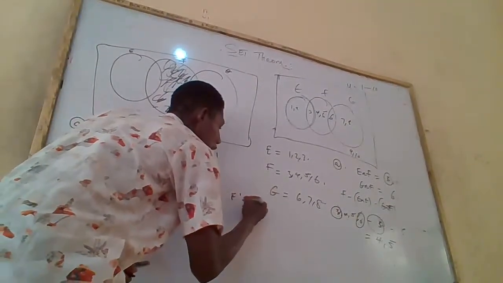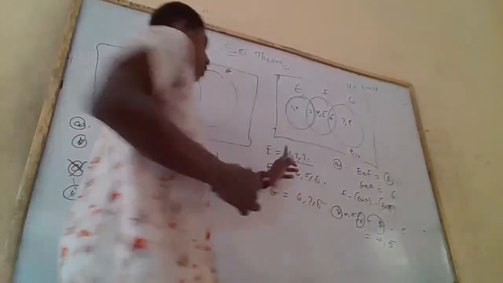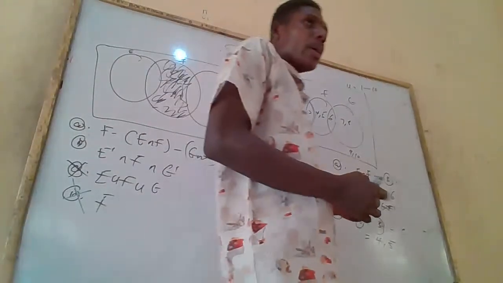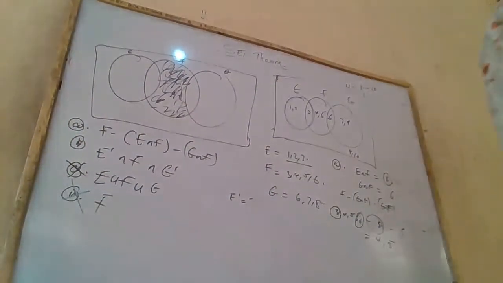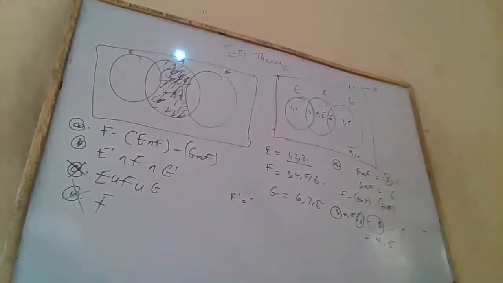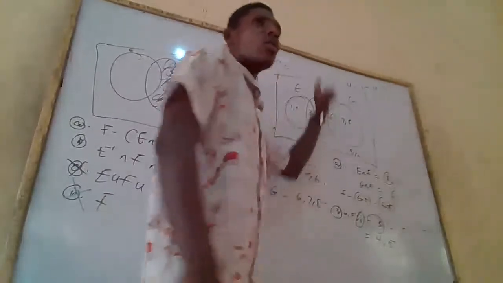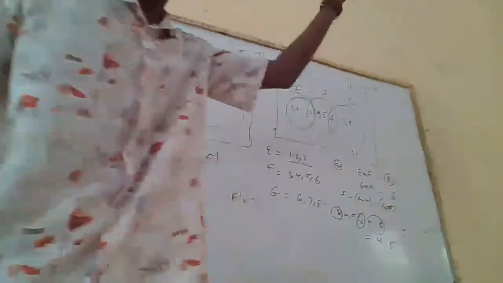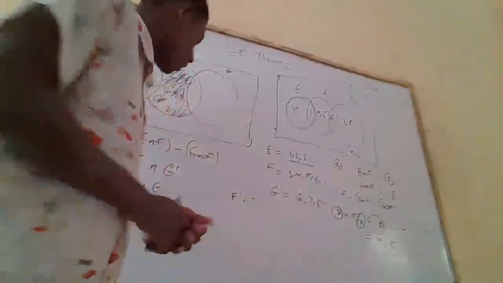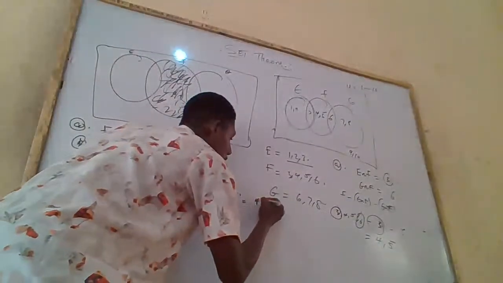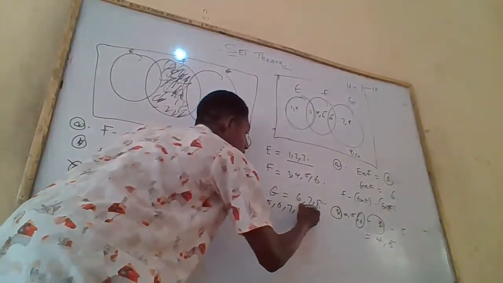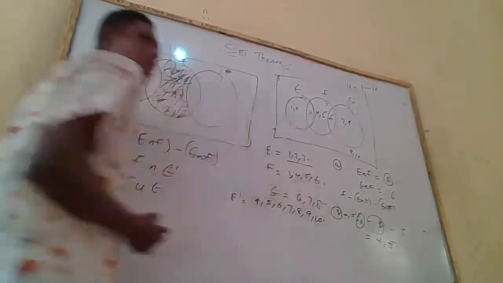If I want to do E complement, this is the law of what? Of E, right? Now what's the law of complement? Elements in the universal set but not in that set. Yes or no? Now, what are elements in the universal set? 1, 2, up to 10. So if I remove 1, 2, 3, I'm left with 4, 5, 6, 7, 8, 9, and 10. So the complement is going to be what? You get what I'm saying?